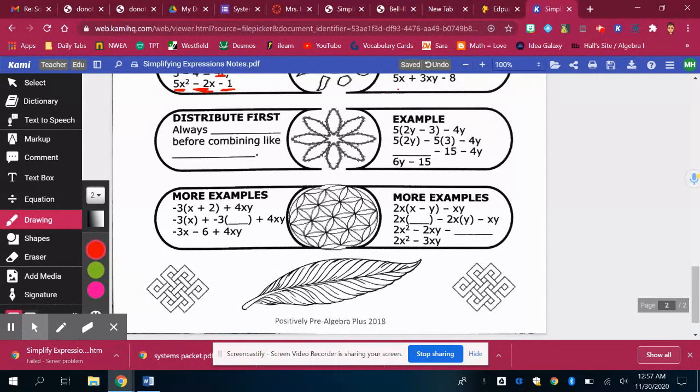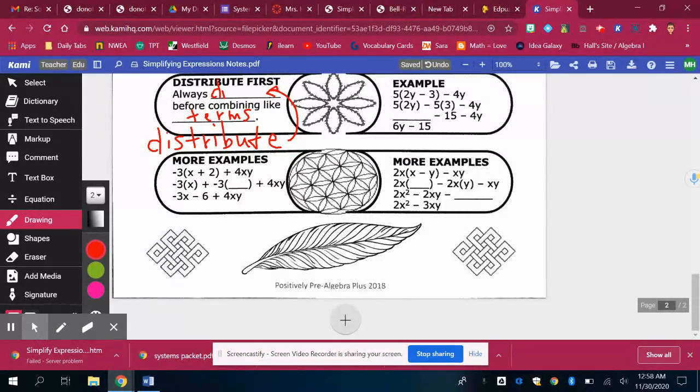Distribute first. Always, always, always. You are going to distribute before combining like terms. Always distribute. I'm going to write this word down here because it's easier to see. Distribute. Always distribute before combining like terms. Distribute is this.